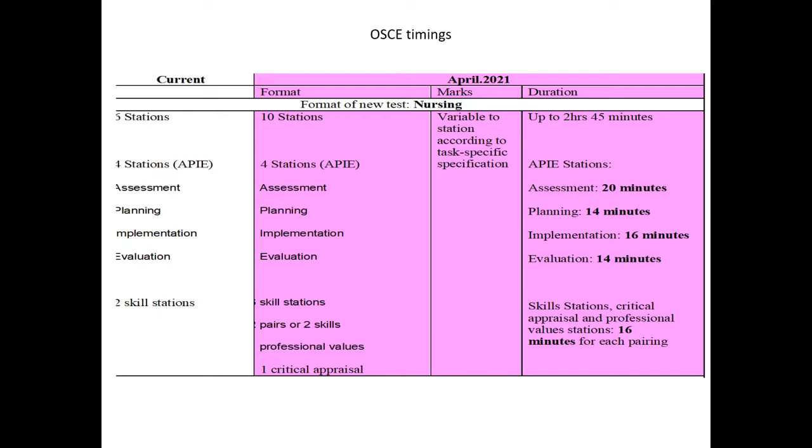For assessment, so that's your first station, you will be given 12 minutes to complete an assessment on that patient. What you're expected to do is a set of observations, your vital signs: your blood pressure, heart rate, and the like. Then you have to record your observations in a given chart. It has to be tailored to your scenario, so there's a different chart for hospital and another chart for community.